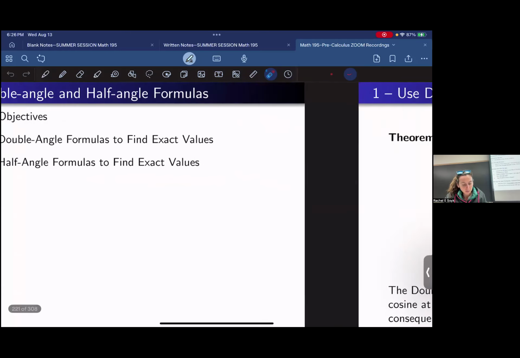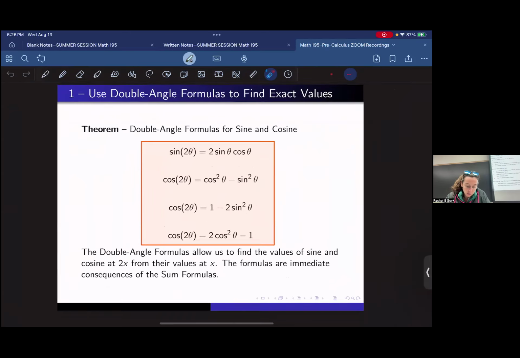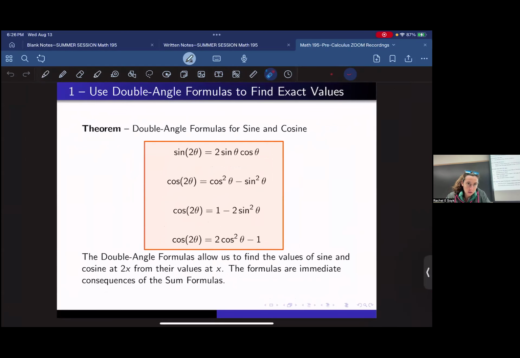So let's first look at our double angle formulas for our trig functions, sine and cosine. I highly recommend that you create index cards for these four double angle formulas. I have implanted in my head at this point that there's only one sine double angle formula, and then all the rest are cosine. But yeah, highly recommend the flashcards.